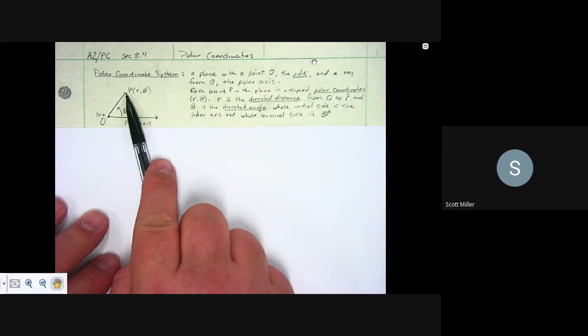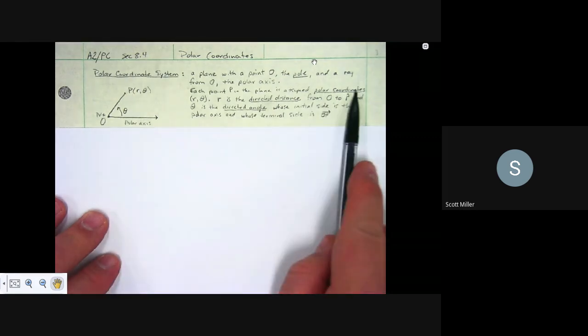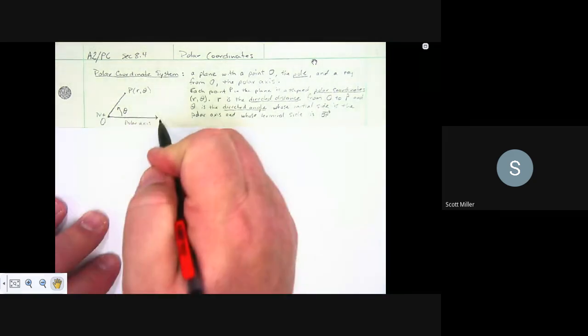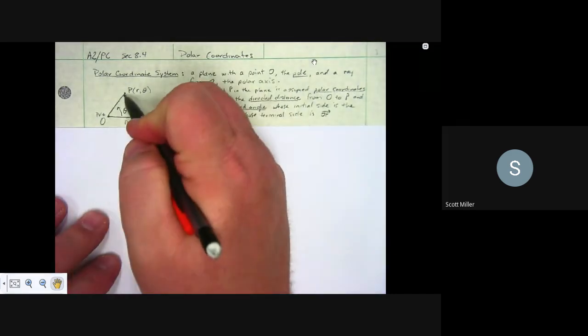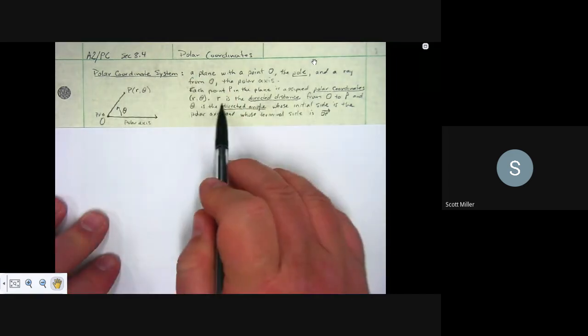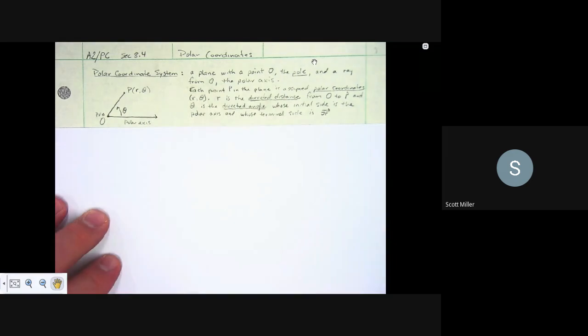Each point in this plane is assigned polar coordinates, which represent the radius and then the angle. So what you're basically doing here, instead of going x and then y, we're going to go to an angle, and then we're going to move out a different length, r. So we go to an angle, and then we walk either forward or backwards accordingly. R is the directed distance from O to P. Theta is the directed angle, whose initial side is the polar axis, and whose terminal side is this ray OP. So that's how we're going to graph these things.